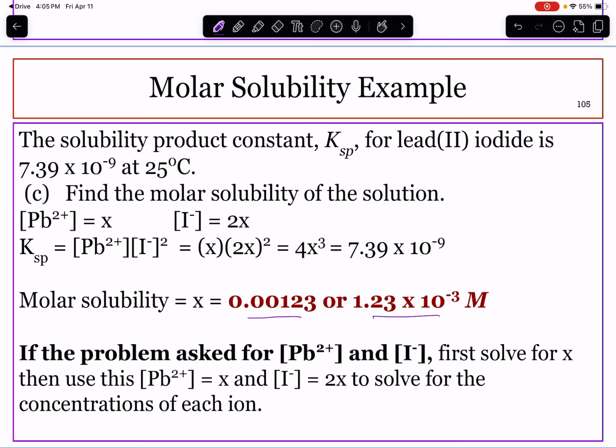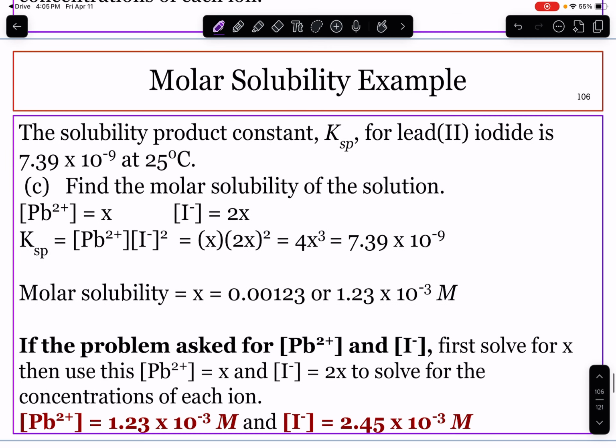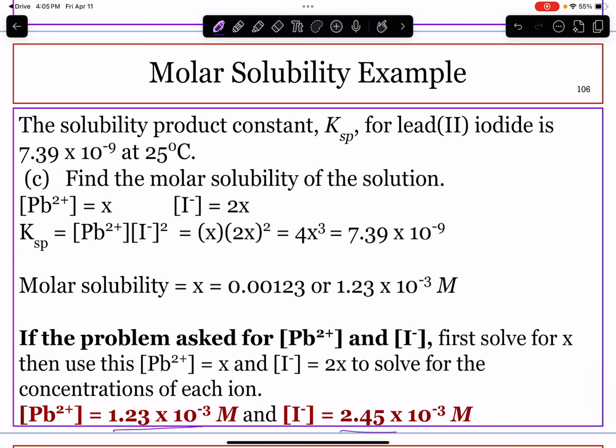If the problem had asked for the equilibrium concentration of lead and iodide, then first you would solve for x, which would then also be equal to the lead concentration, but then double it to equal the iodide concentration, which would then provide you with these values.